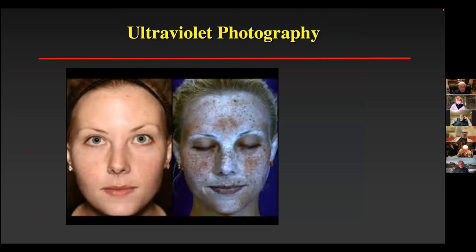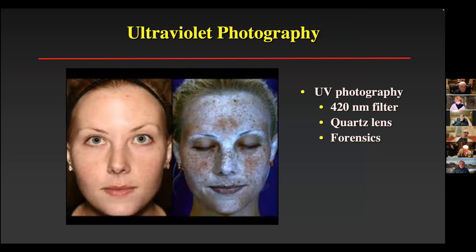This is ultraviolet photography, just so that you know what it looks like. You take a full spectrum camera and put a different filter on it, a different lens that doesn't absorb ultraviolet light. And it's primarily used for medical situations and forensics. So that's the other end of the spectrum.